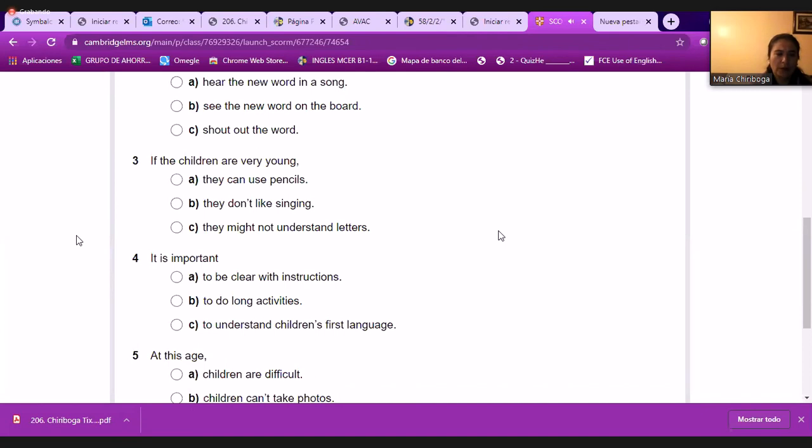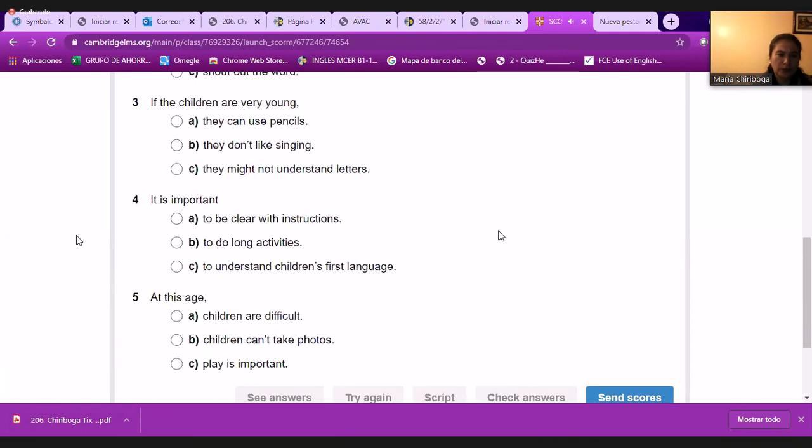I know it can be difficult to teach very young children, so I hope these ideas are useful. Young children have a shorter attention span than older children or adults, so they can only carry out each activity for a short time. And don't forget, they're still learning their first language at this age. Your instructions must always be clear. Show them what to do. Don't tell them.